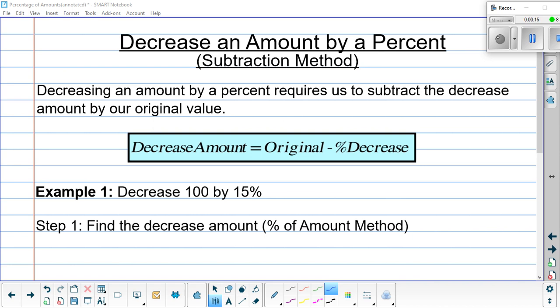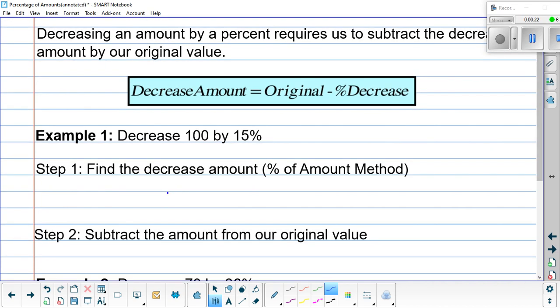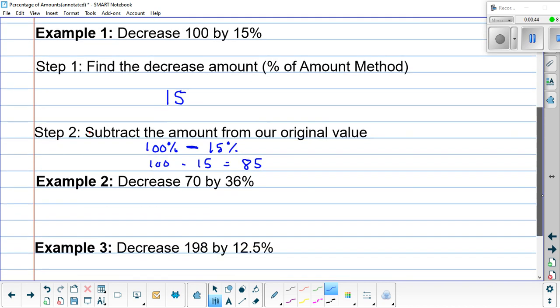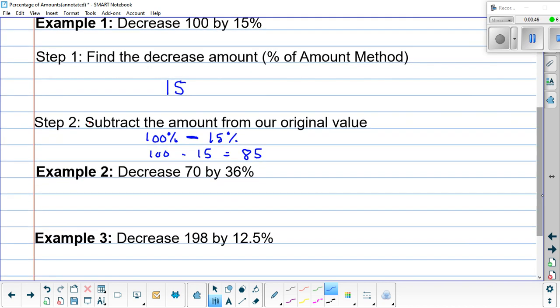So here we're going to decrease 100 by 15%. First off, we have to find what 15% of 100 is. Luckily, we know for this one, 15% of 100 is just 15. Nice and easy. So we start at our 100%, and then we're going to take away this time our 15%. So in this situation, it's 100 minus 15, and that's 85.